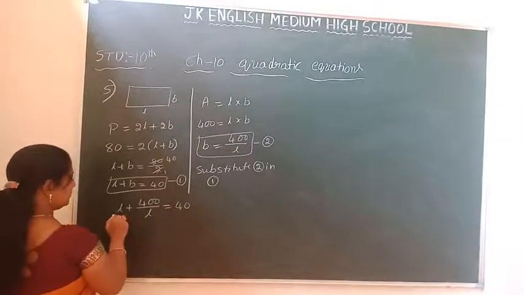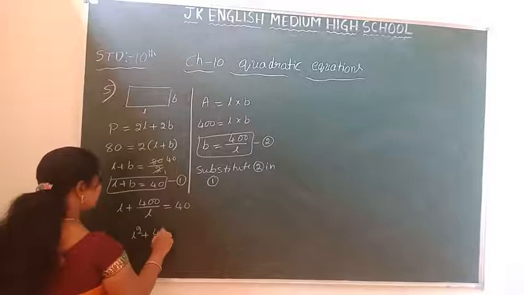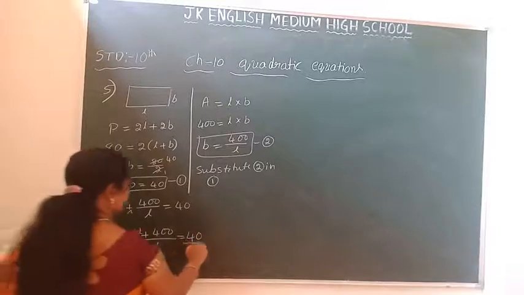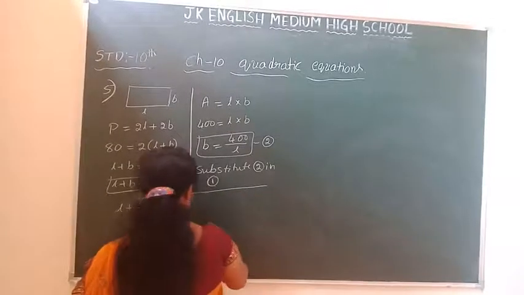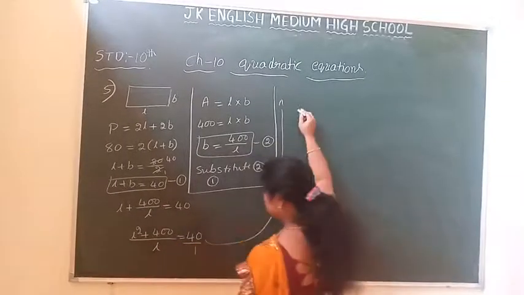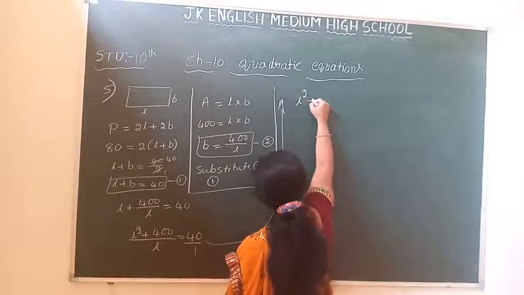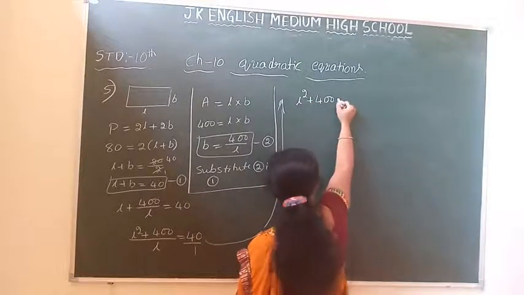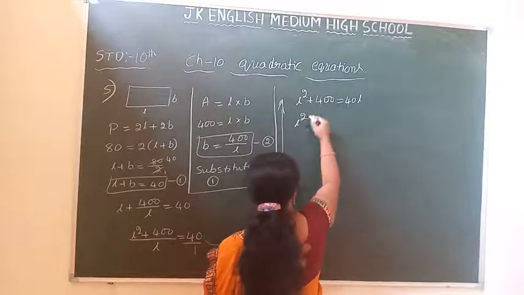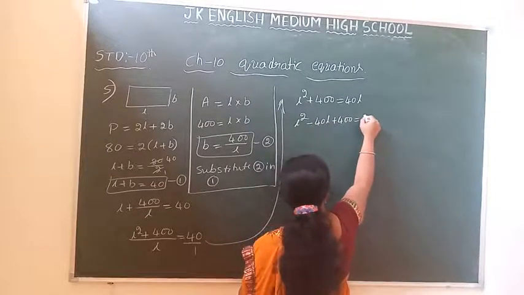I take the LCM. L has 1 here. So L square plus 400 divided by L is equal to 40. Do the cross multiplication. Then we get L square plus 400 is equal to 40L. Now I take this term to this side: L square minus 40L plus 400 is equal to 0.